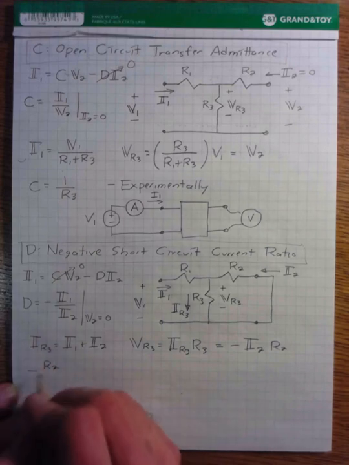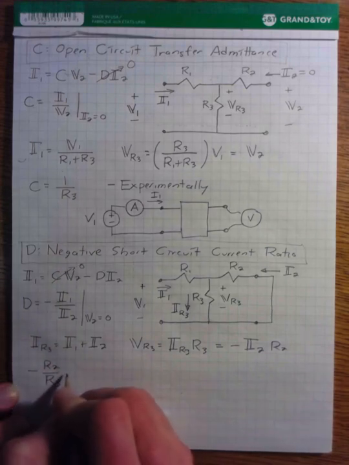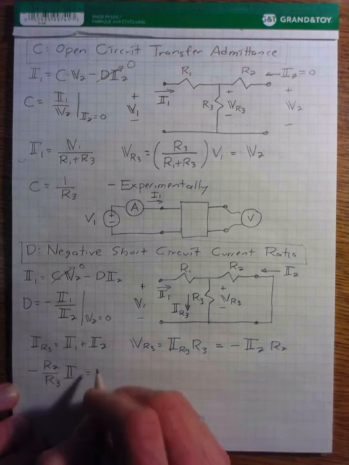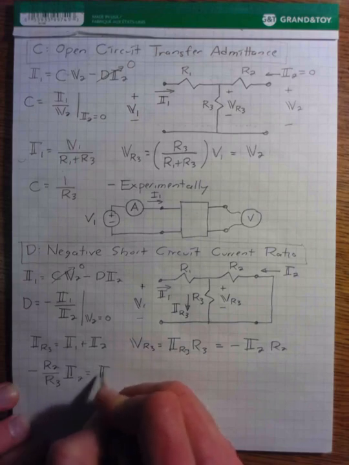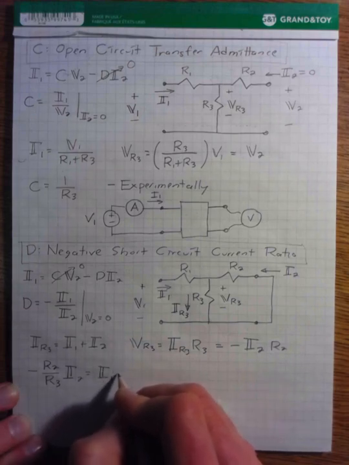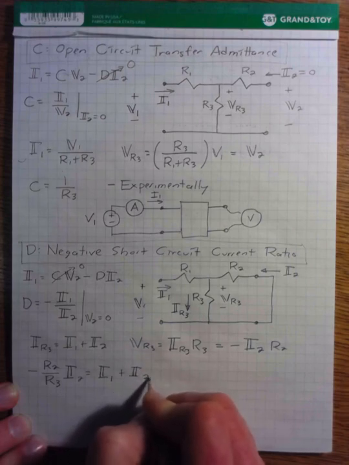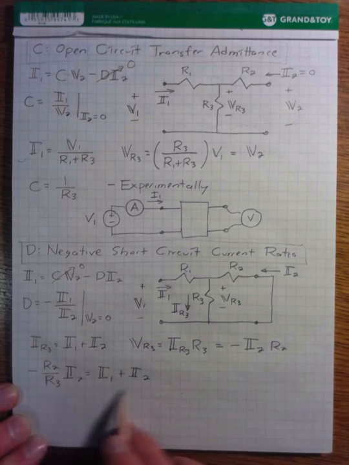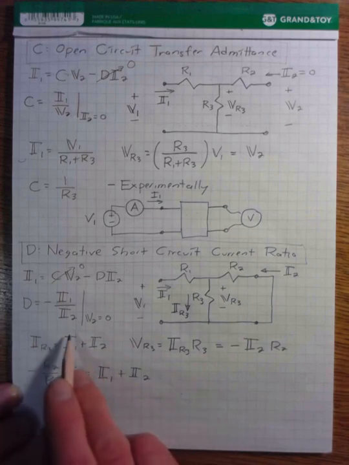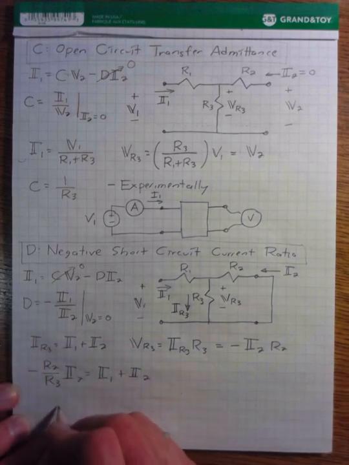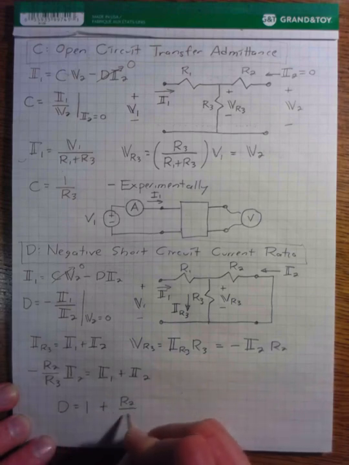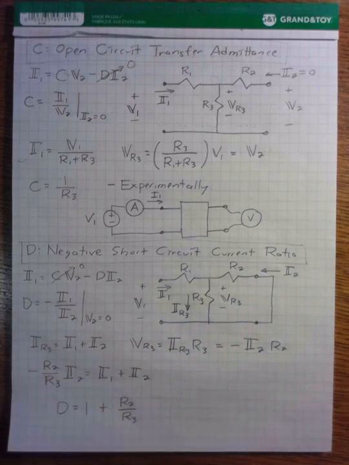So if we substitute that back into here, I2 is equal to I1 plus I2. Then if we take this expression and we solve for the ratio of I1 over I2, and then we put a negative sign in front of it, we get D is equal to 1 plus R2 over R3.